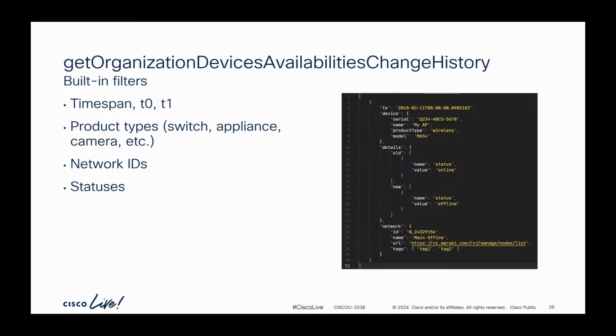You can also filter based on network IDs. So you have a site. I only want to see what happened at that site, right? Because you're responsible only for 1 or 2 or 3 sites. The filters are there. And you can even filter based on what the status changes were. Maybe you don't care about any changes between alerting and online. You only care about offline, right? So you can filter on that as well.